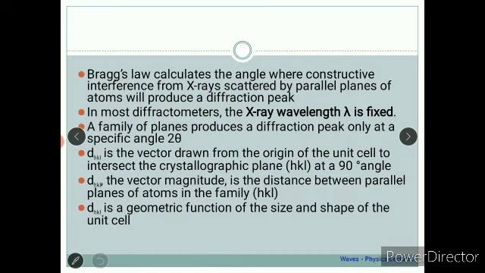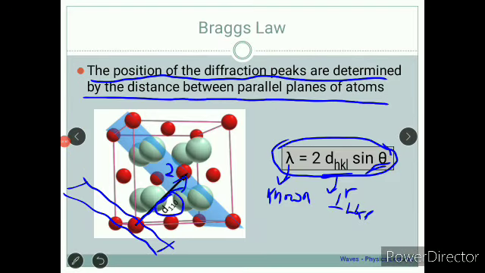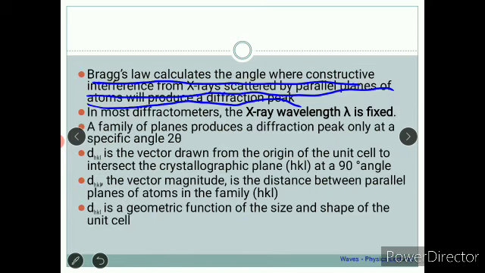So what does Bragg's law exactly do? Bragg's law calculates the angle where the constructive interference of X-rays scattered by parallel planes of atoms will produce a diffraction peak. So from Bragg's law we can find out this angle theta, where exactly the constructive interference will take place, and we will get a diffraction peak. Now in most diffractometers the X-ray wavelength is fixed. We are going to look into this factor.